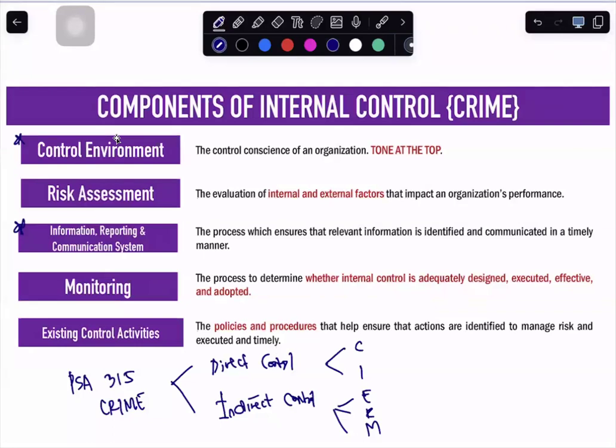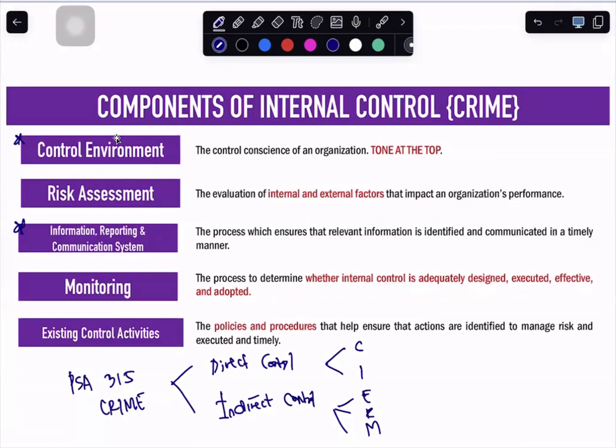The control environment is the control conscience of an organization. Generally, that is thrown at the top. So whatever is set by the management, that is normally known as the control environment. To what stage do we want that we are not impacted or there will be no vulnerability on the particular corporation, entity, or system. So that is the tone set by the management. We call that your control environment.